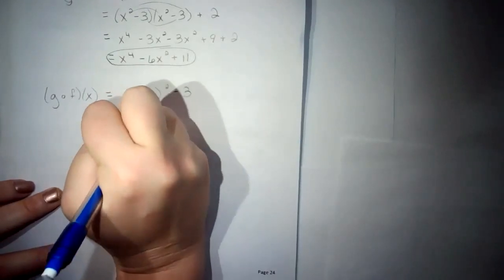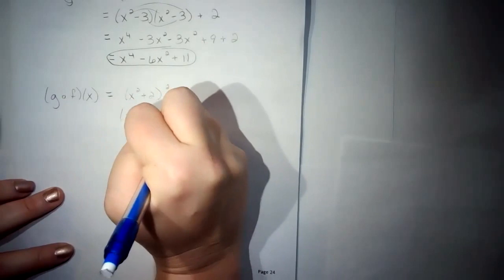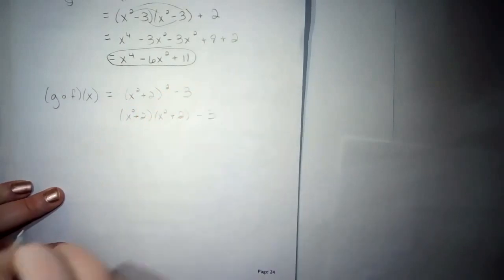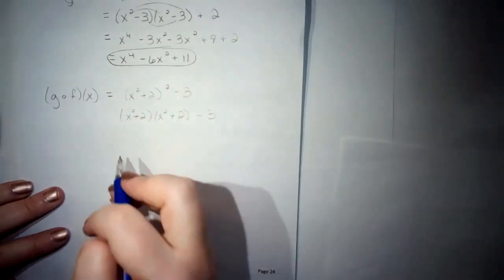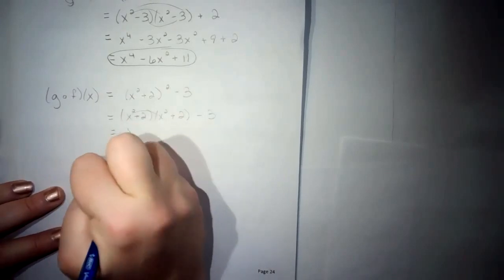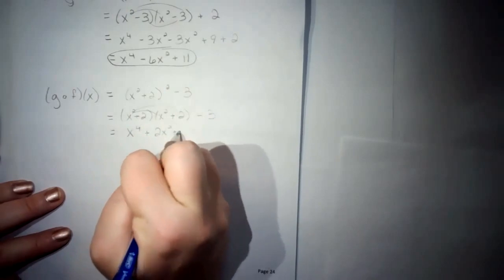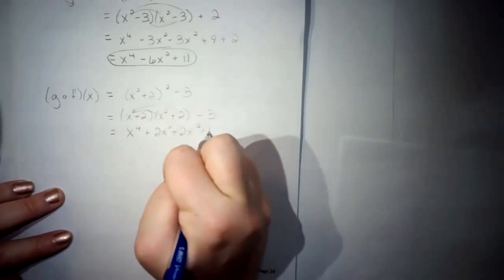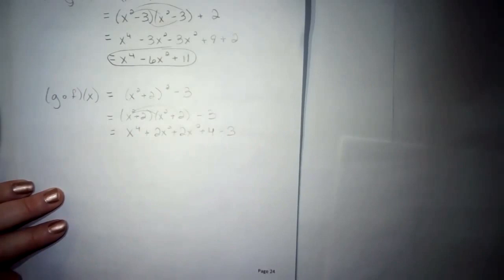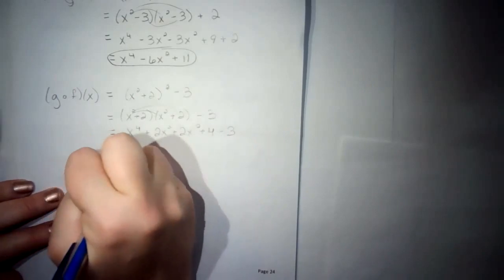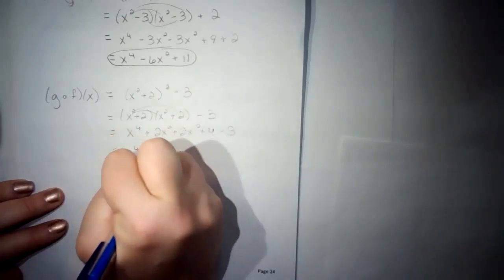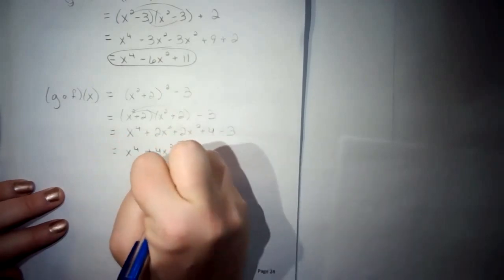All right, so that means, of course, we're going to have 2 of them. Look at all the little algebra practice you're getting. Okay, you little pros. All right, we get x to the 4th plus 2x squared plus 2x squared plus 4 minus 3. Okay, we clean it up. We get x to the 4th plus 4x squared plus 1. There you go.